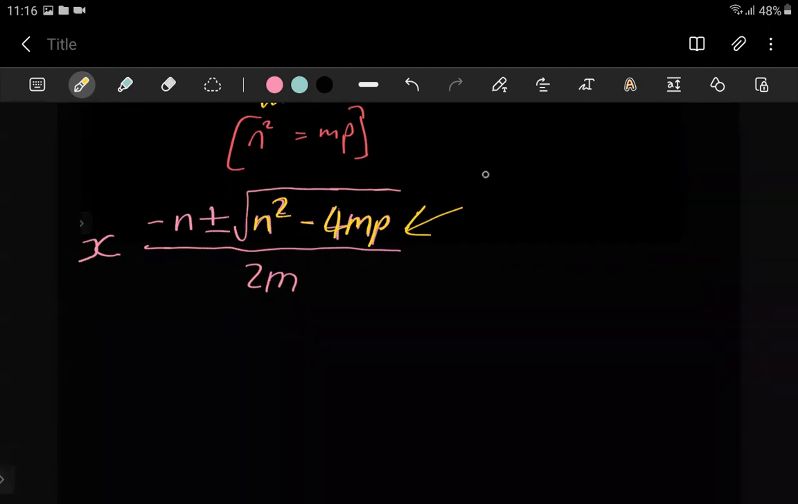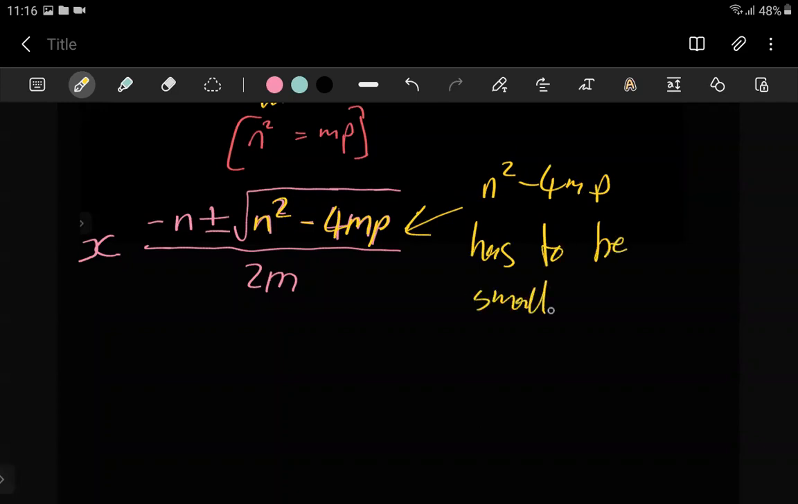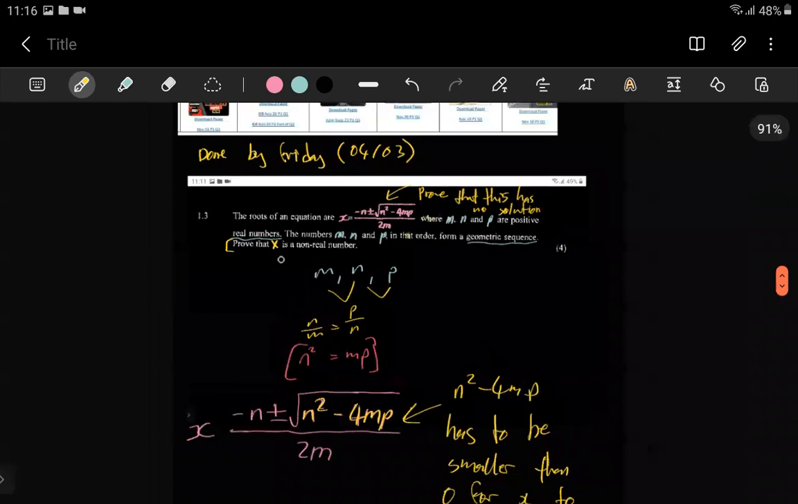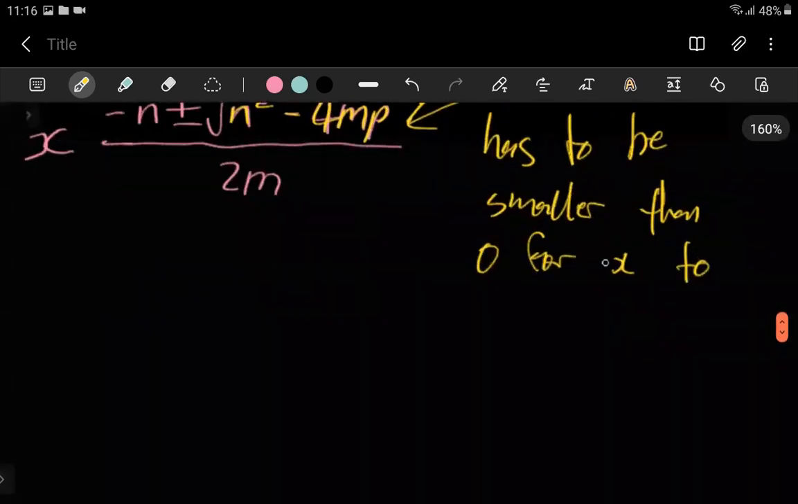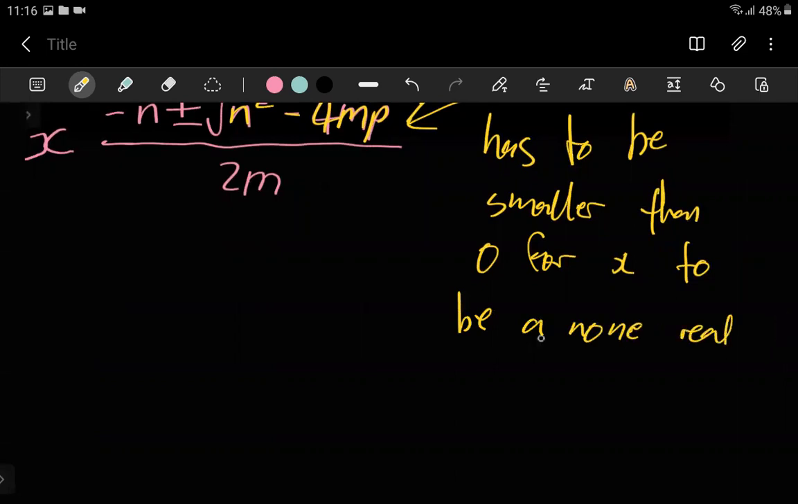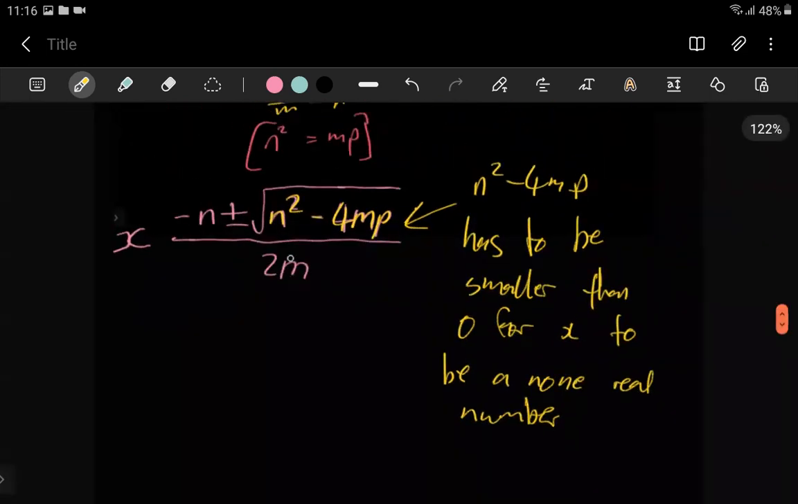So in reverse, we'll have to say n squared minus 4mp has to be smaller than 0 for x to be a non-real number. Because x being a non-real number is all determined by this here. As long as this is negative, your x won't have any solutions. So x will be a non-real number. It won't be any value.